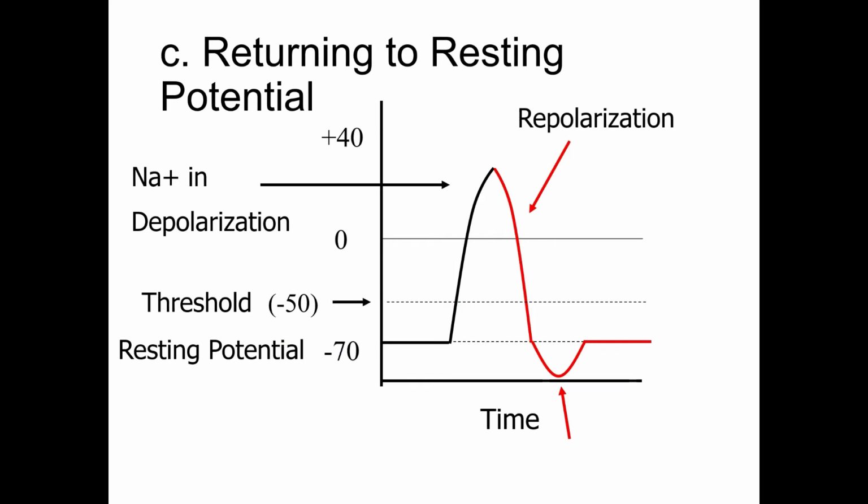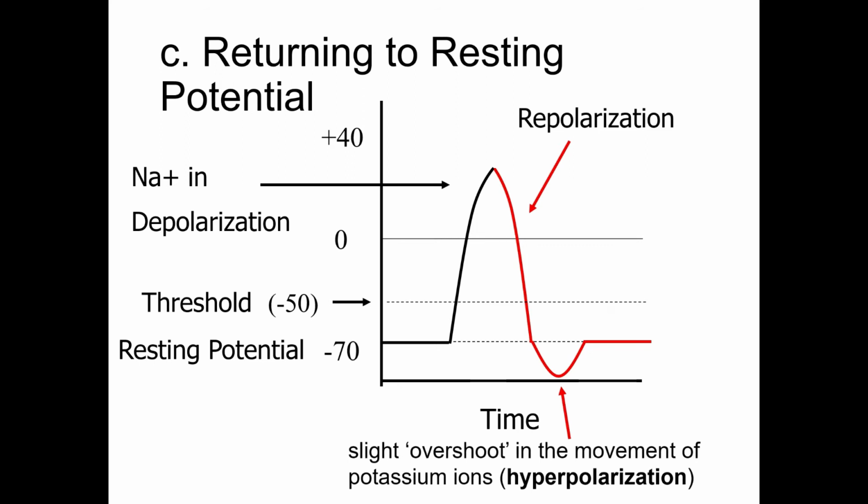And notice that there is a dip and that goes beyond negative 70 millivolts. And this is called hyperpolarization, which is caused by an overshoot in the movement of potassium ions. And so now we've covered the cycle of neural impulse.